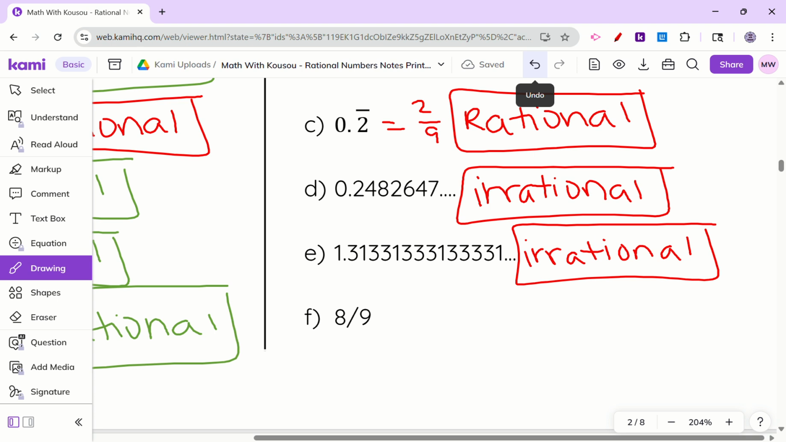All right, and then the last one, 8/9. This is a fraction, so it gives it away. Because it is a fraction, we know that this is rational, right? A rational number is any number that can be turned into a fraction. In this case, it's already a fraction. All right, so that's it. Hopefully you learned how to identify rational numbers. Again, a rational number is any number that can be turned into a fraction.